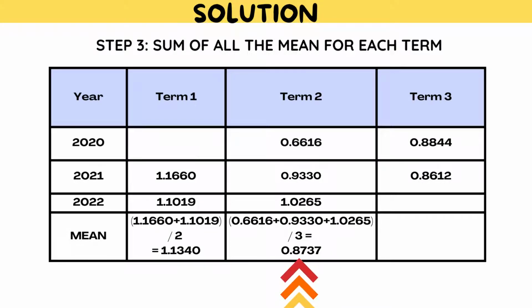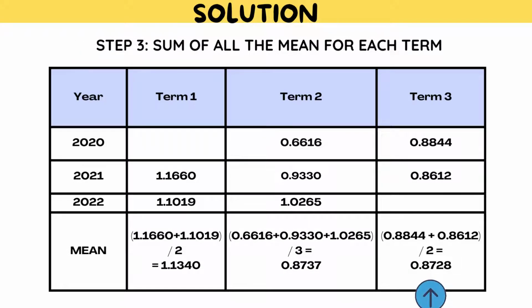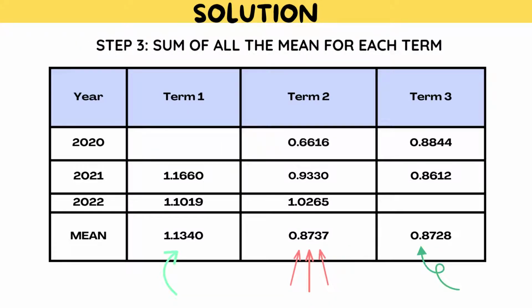For the second term, you have three values: 0.6616 plus 0.9330 plus 1.0265. Since you have three values, you have to divide the summation by 3, and the answer is 0.8737. For the third term, how do we calculate our mean? 0.8844 plus 0.8612, divide by 2, and the answer is 0.8728. On your screen are all our three term means.